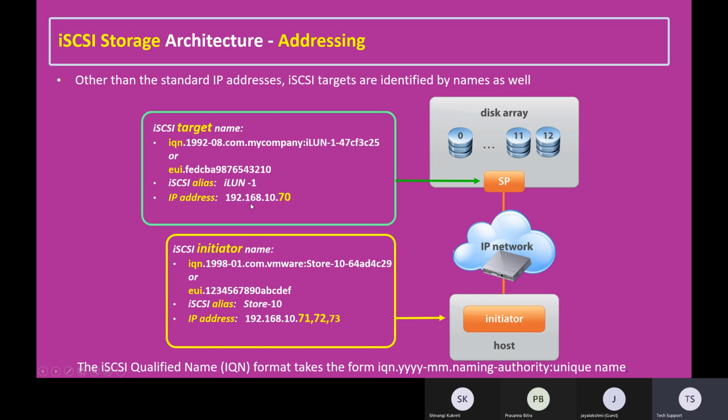So either you can use IQN format, EUI format, or else you can go with a simple alias name or IP address. Normally the easiest method is to choose either IP address or alias name. Any name we can use to easily access our iSCSI storage box or iSCSI target server.